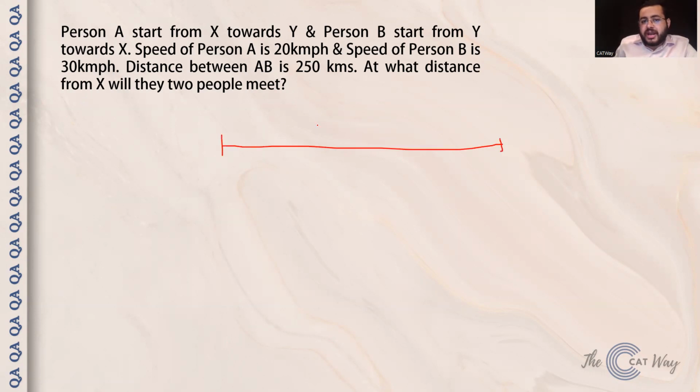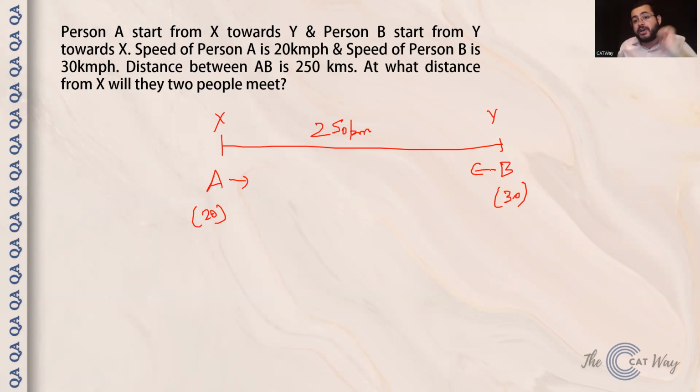So let's say this is the track that we have. It's of 250 meters. Person A with a speed of 20 starting from here and person B with a speed of 30 is starting from here. Now, because this is X, this is Y, A is moving towards Y and B is moving towards X. So we know that they are moving in opposite direction.